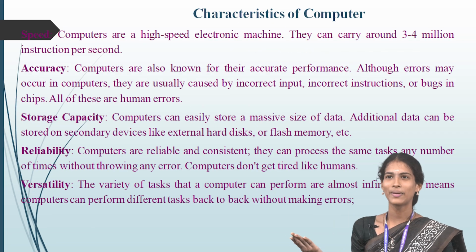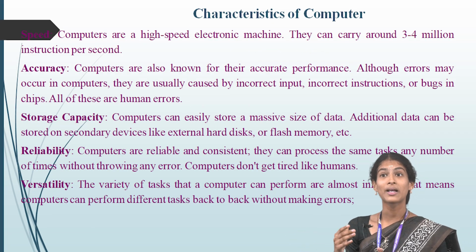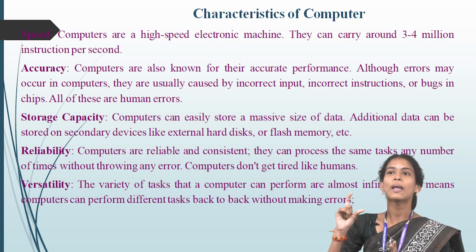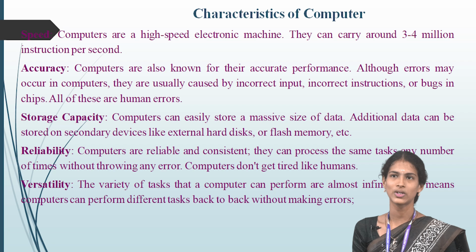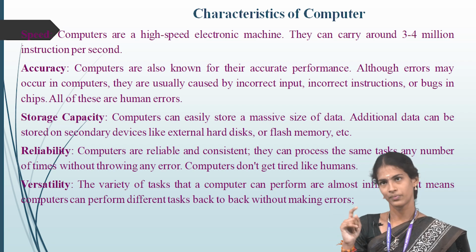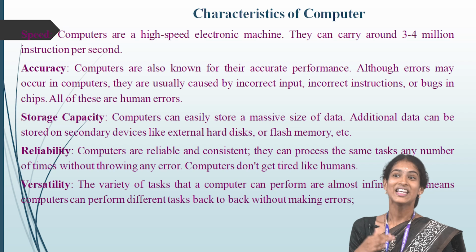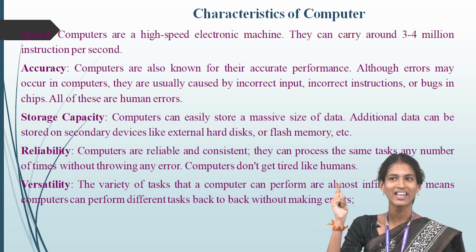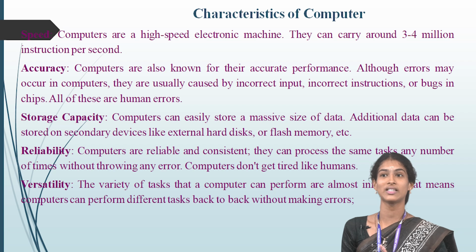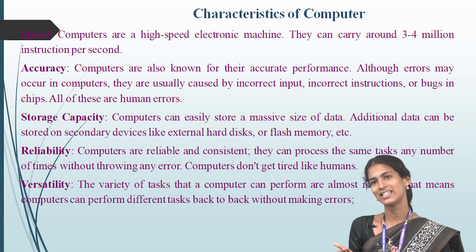The next topic, characteristics of computer. The essential characteristics of the computers make it such an important part of human lives. Let us understand the basic computer characteristics. The first, speed. Computers are high-speed electronic machines. They can carry around 3-4 million instructions per second. Even advanced computers can handle trillions of instructions per second, cutting down the time to perform any digital task.